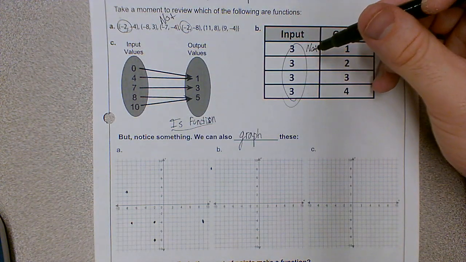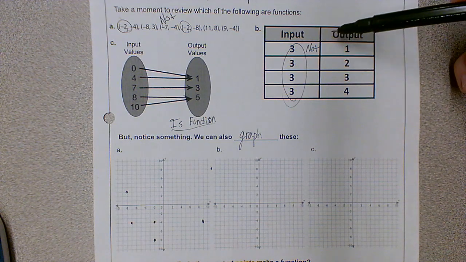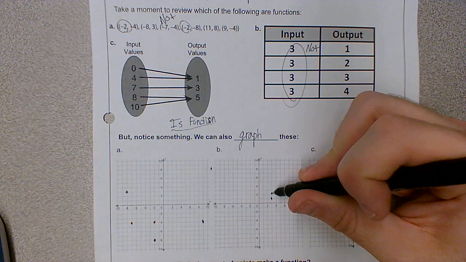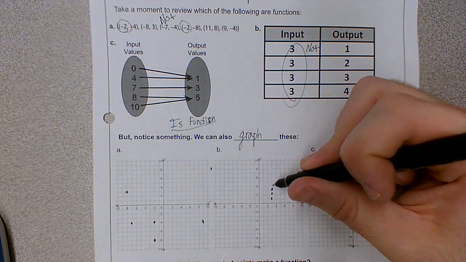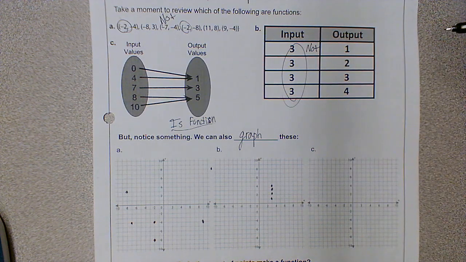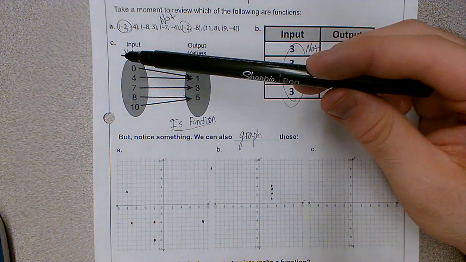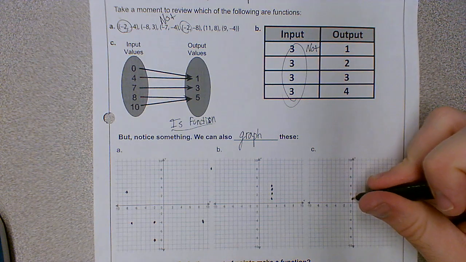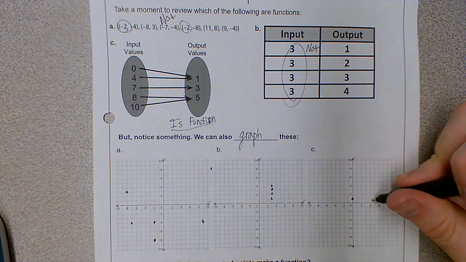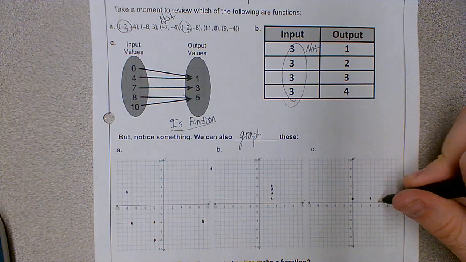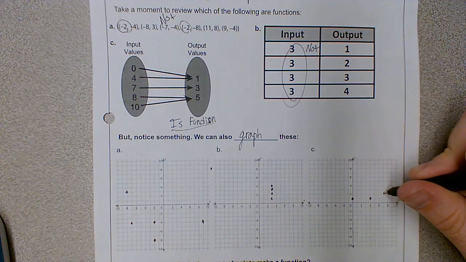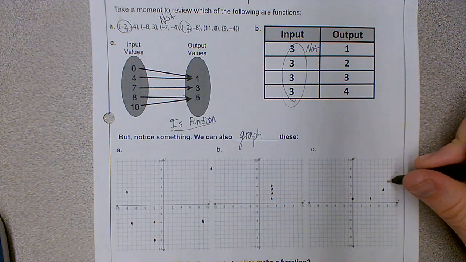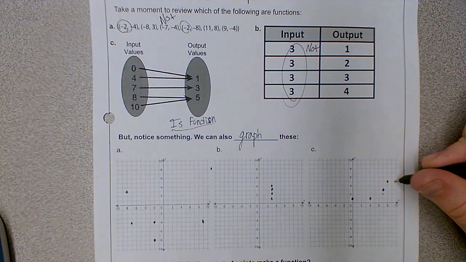Number 2, B. All 4 of these points are on 3. So I'm going to do 3, 1, 3, 2, 3, 3, and 3, 4. Lastly, for C, I'm going to map each input with the arrow to its output. So I have 0 goes to 1, 4 also goes to 1, 7 goes to 3, 8 goes to 5, and 10 also goes to 5.